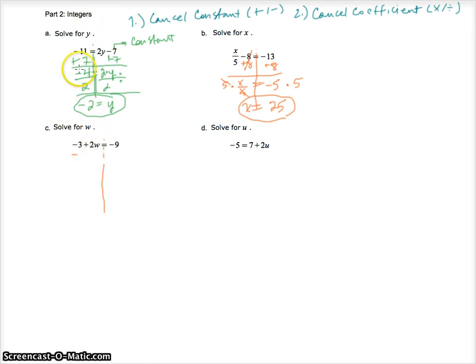I need to look at the number I'm trying to cancel, which is this. And I want to think the opposite of negative 3, which is to add 3 to both sides. Okay, so that cancels. Then I end up with 2w equals negative 9 plus 3, so that's 9 minus 3, which is 6, and the negative is larger. Then I want to divide by 2, and w equals negative 6 divided by 2 is negative 3.